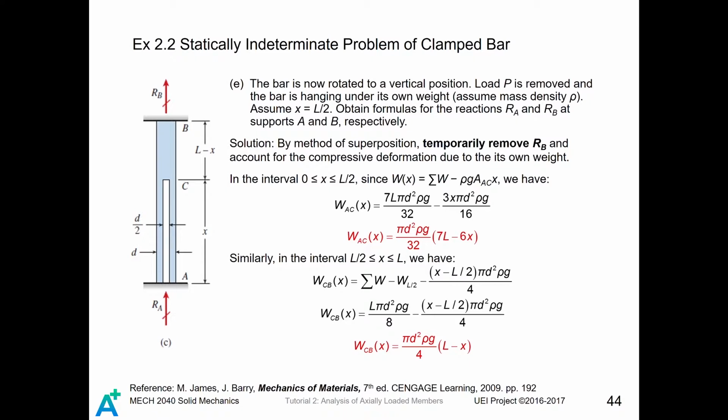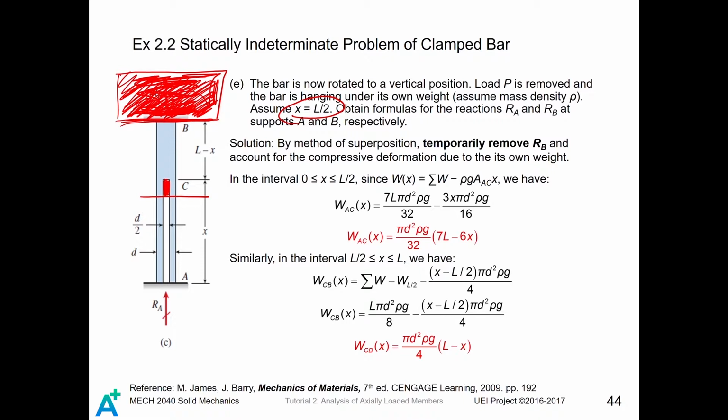First, we remove RB from our analysis, and B will become a free end at this moment. So we completely forget about it at this moment. Now this bar has a free end, B, which is here. As we can see, since x equals L over 2, that means in the middle of this bar, this part will become solid instead of hollow.